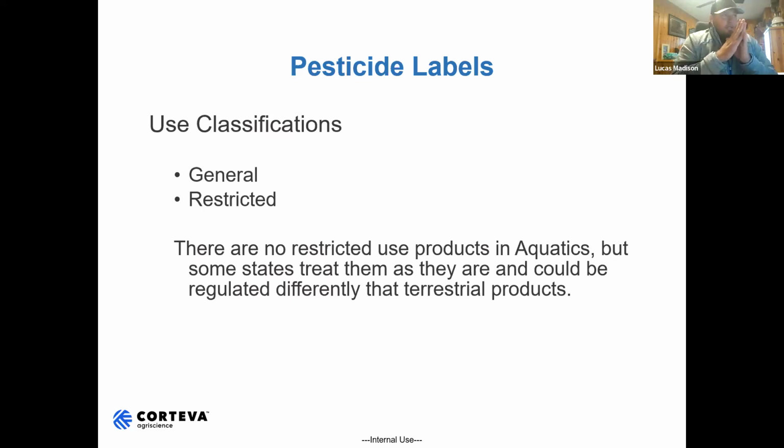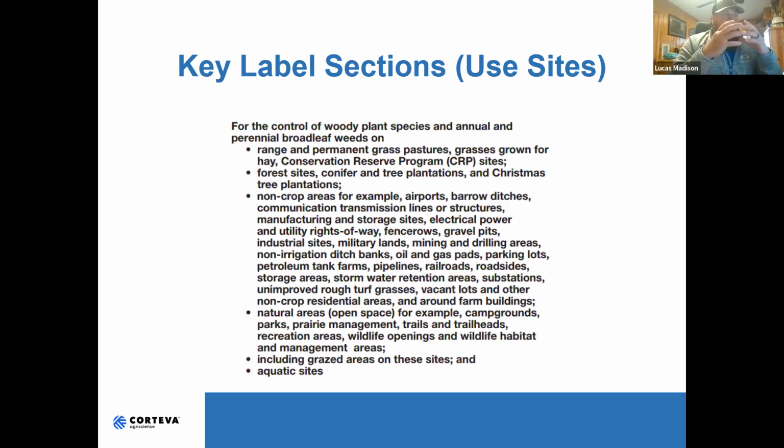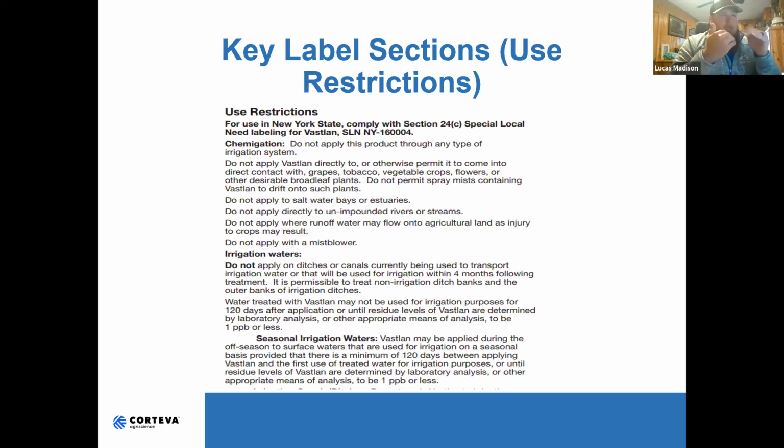Now, your use sites. This is like I mentioned earlier. Whenever you look at a herbicide label, you're going to see all these areas you can use it, right? And at the very bottom on this slide, you see aquatic sites. Now, I mentioned earlier you've got to keep going through the label to make sure it's the right product for you. So what you see here is once you get into the use restrictions, all of a sudden they cut out estuaries, unimpounded rivers and streams, runoff that may flow directly into agriculture.